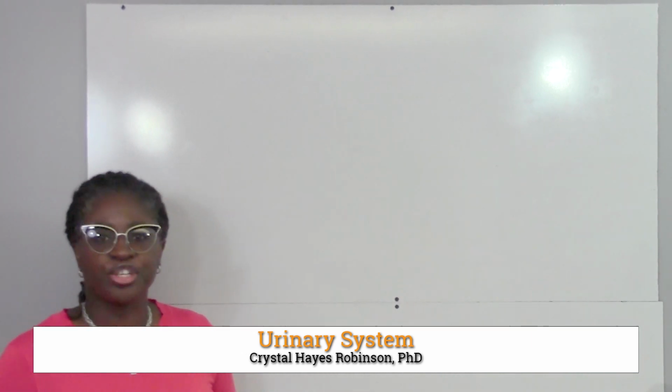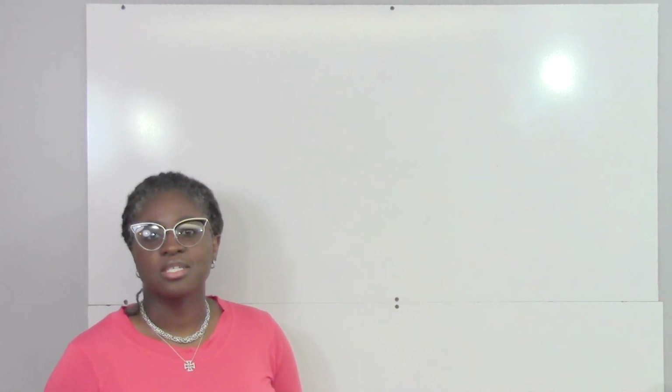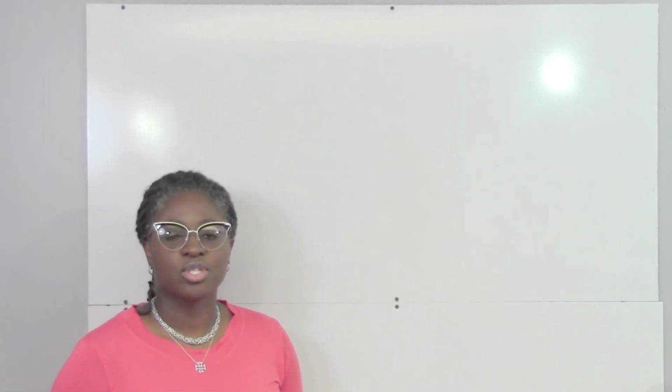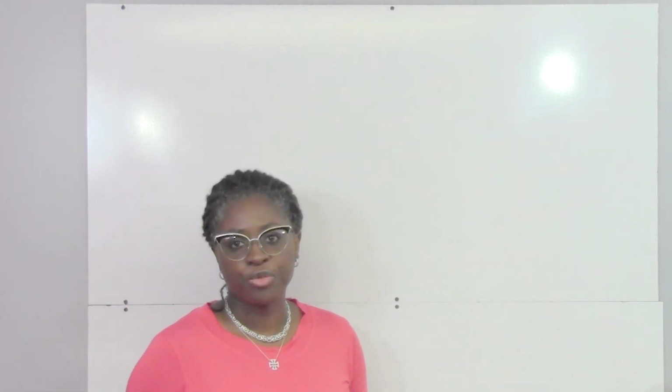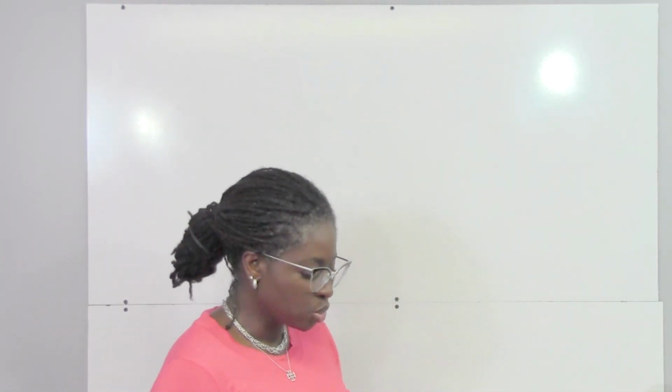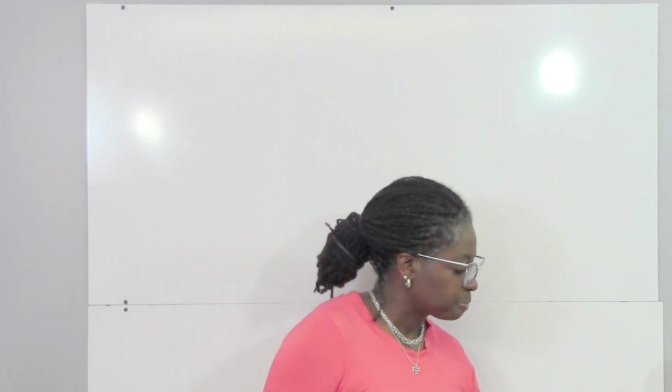Today we're going to talk about the urinary lab. The function of the urinary system is primarily to filter toxins from the blood, and then we remove that, of course, as urine when we urinate. So we're going to start with the kidneys themselves.